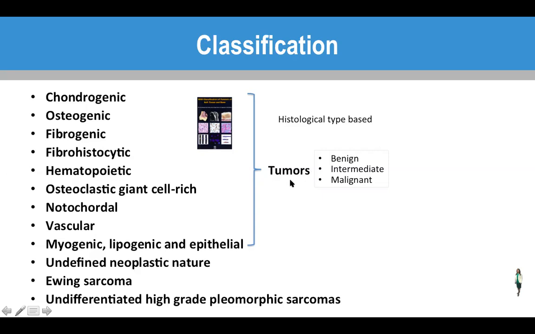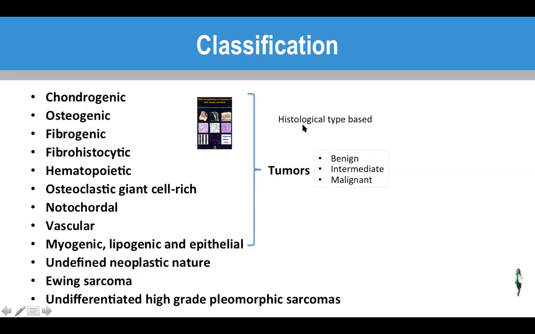So when we say tumors, there are 3 types of tumors included. There are benign ones, there are malignant ones. Some of them have an intermediate nature. That means they are locally aggressive. Some may be rarely metastatic. So malignant tumors metastasize, they're locally aggressive, they will cause death, and it's what we so-called sarcoma.